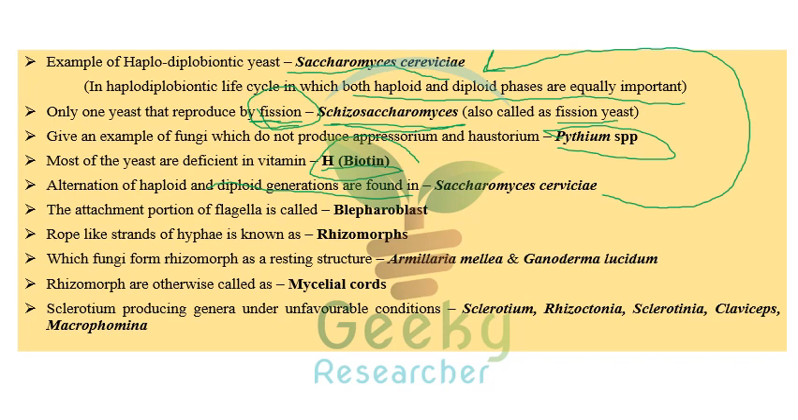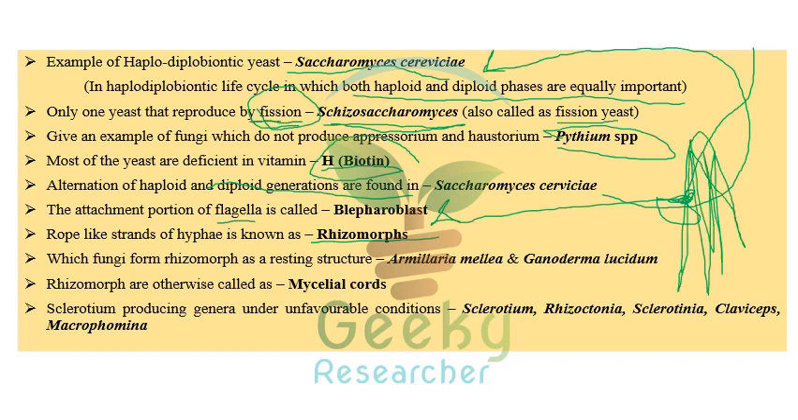The attachment portion of a fungal flagella is called the blepharoblast. Rope-like strands of hyphae are known as rhizomorphs. The rhizomorph is like thread-like or rope-like strands, that's why it's called a rhizomorph. Which fungi form rhizomorphs that act as resting structures? Armillaria mellea and Ganoderma lucidum. Rhizomorph is otherwise called mycelial cords.